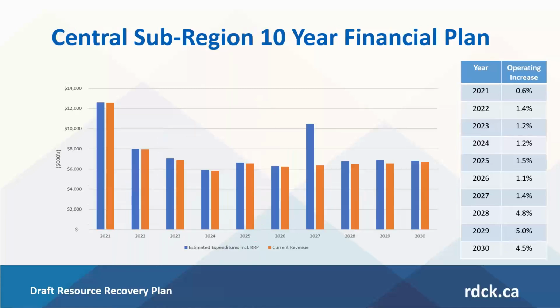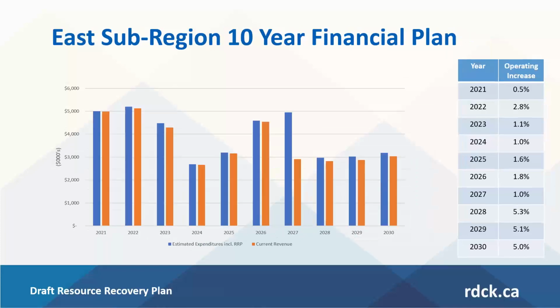In the central subregion, the financial plan is looking a little brighter. The operating increase over the 10 years is fairly minimal until the final years, when there are some significant increases of 4.5% in 2030. And in the east subregion, similarly, the increases are not substantial till the latter part of the 10-year period.